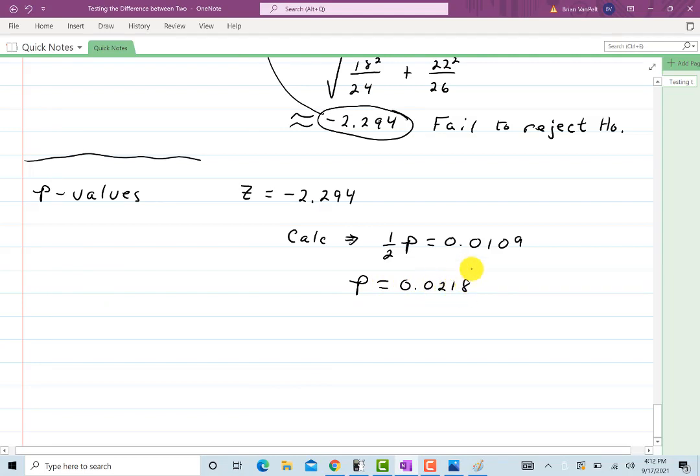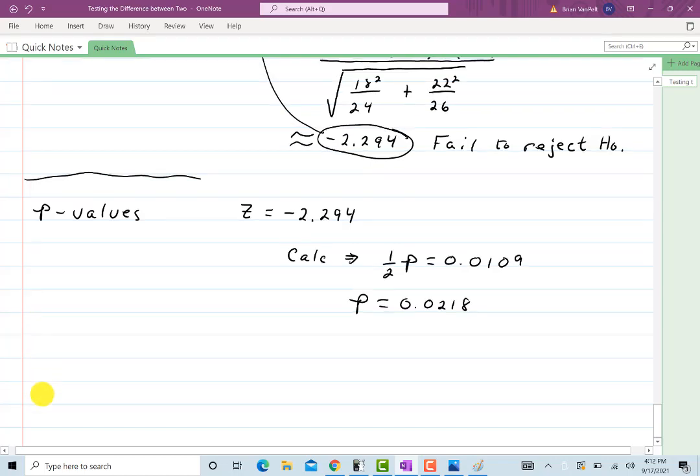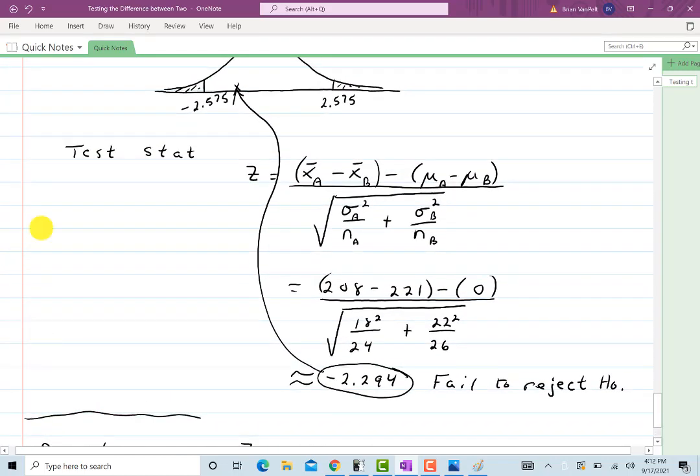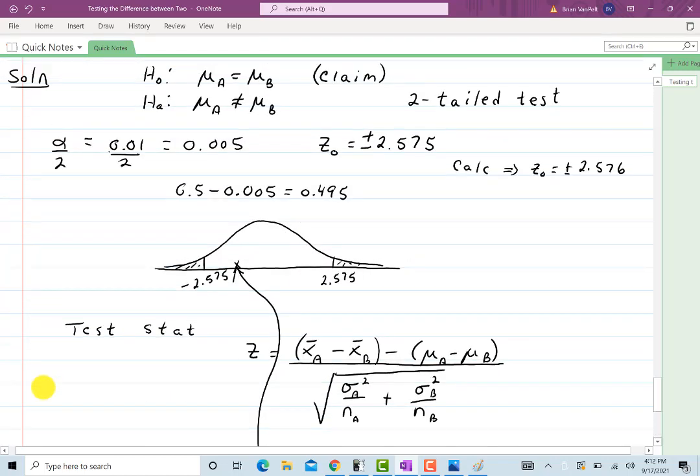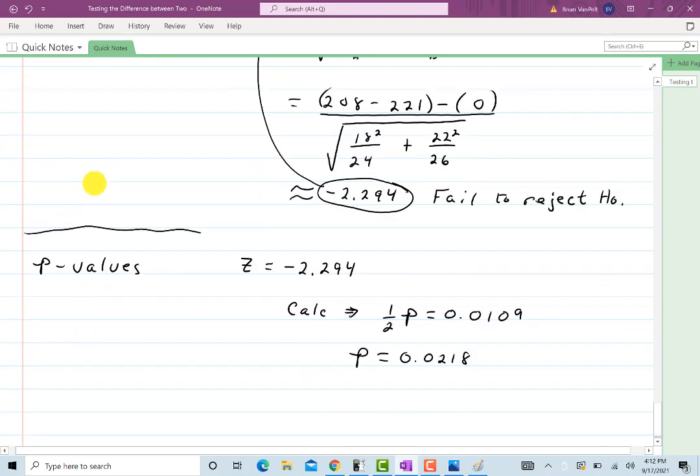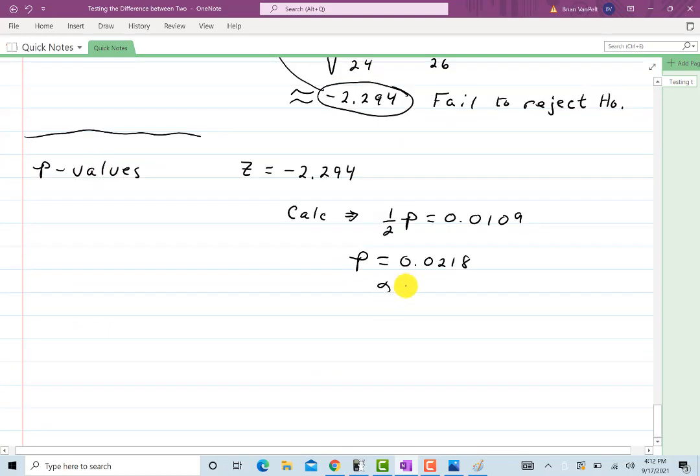Now, in this whole thing, what was the alpha to begin with? You don't have to split alpha up here. The original alpha was 0.01. So we have that P is greater than alpha, so this implies that we fail to reject H sub 0.